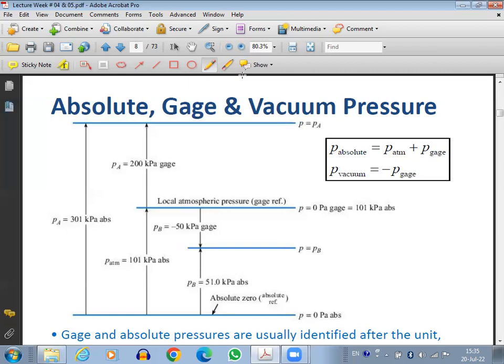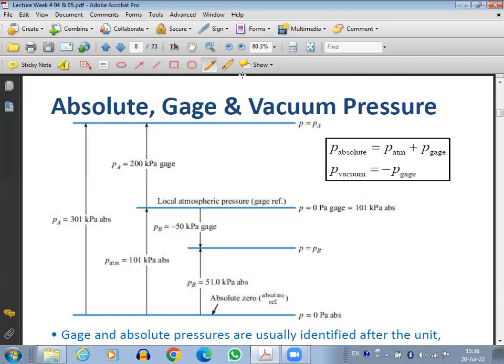So the difference between absolute and gauge pressure is our reference point. If our reference point is the vacuum, then the pressure we measure will be the absolute pressure. Vacuum is zero, and whatever pressure we measure based on the reference of vacuum, we call it absolute pressure. But if our reference point is the atmospheric pressure, then we don't call it absolute pressure, we call it gauge pressure.